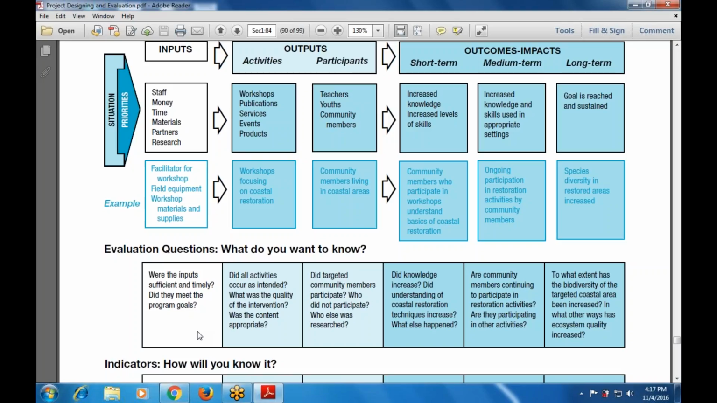Then, to what extent has the biodiversity of the target coastal area increased? What extent, in the sense of what target achievement, has increased? In what other ways has the ecosystem quality increased? Quality increased means whatever the ecosystem, whatever the criteria used with the quality systems, used with the local procedure, with the targeted audience that is achieved over here.